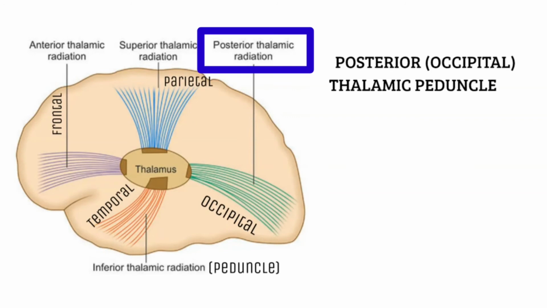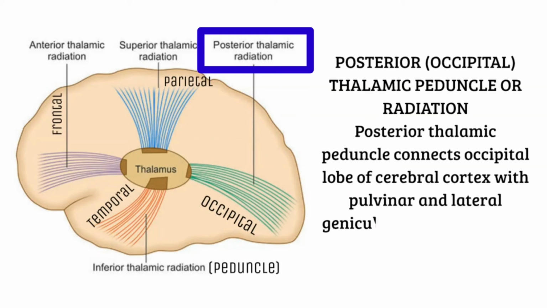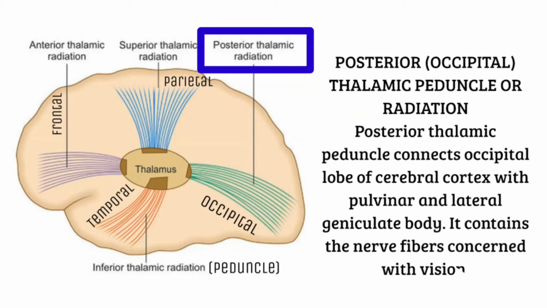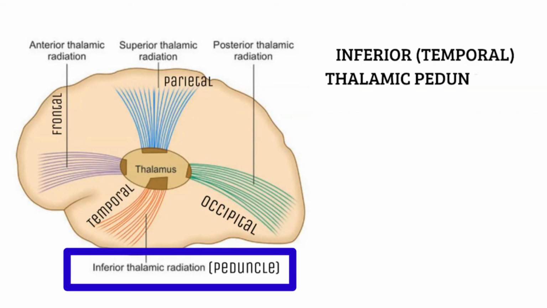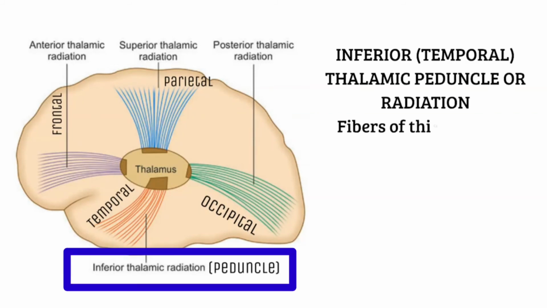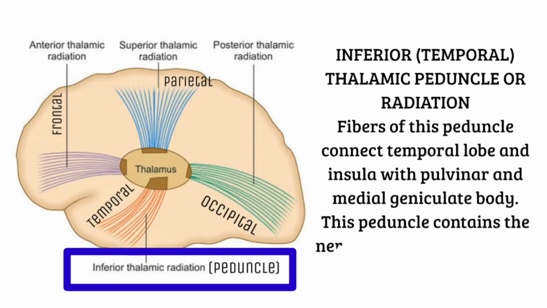Number 3, posterior or occipital thalamic peduncle or radiation. Posterior thalamic peduncle connects occipital lobe of cerebral cortex with pulvinar and lateral geniculate body. It contains the nerve fibers concerned with vision. Number 4, inferior or temporal thalamic peduncle or radiation. Fibers of this peduncle connect temporal lobe and insula with pulvinar and medial geniculate body. This peduncle contains the nerve fibers concerned with hearing.